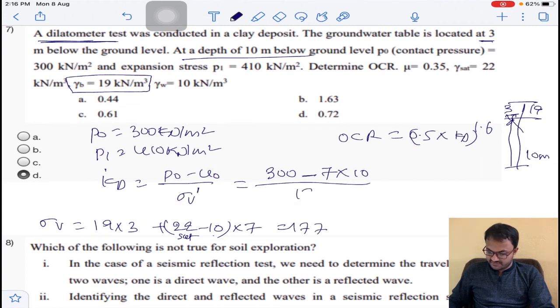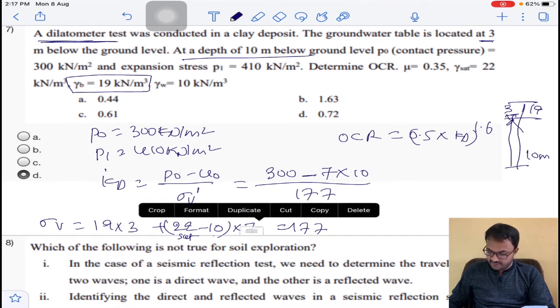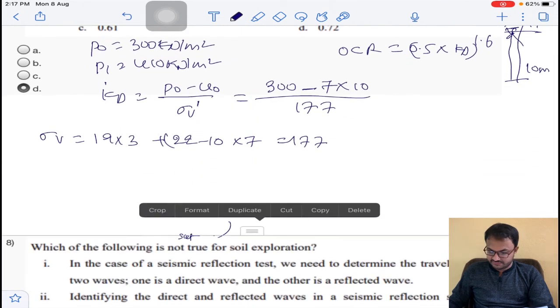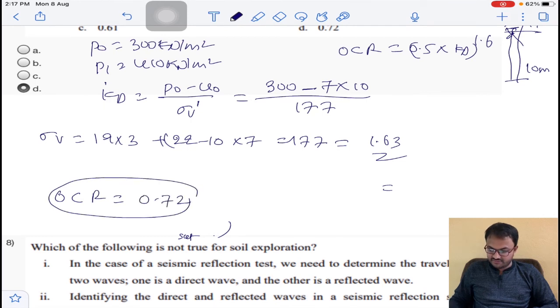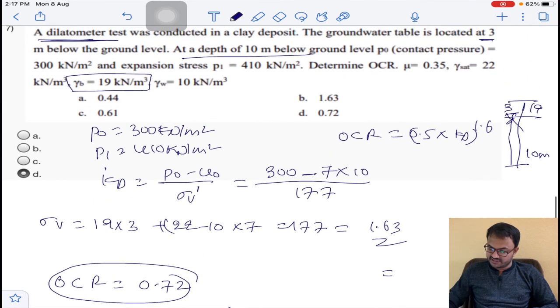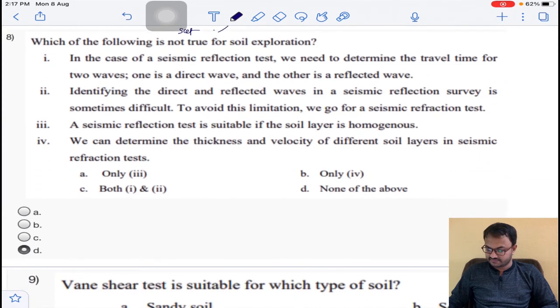So this is 177. So you will get KD value like 1.63, and OCR is equal to, by substituting the KD value there, you will get 0.71. So it is 0.71, answer D. This type of questions they frequently ask, but there are some, these are all empirical relations.